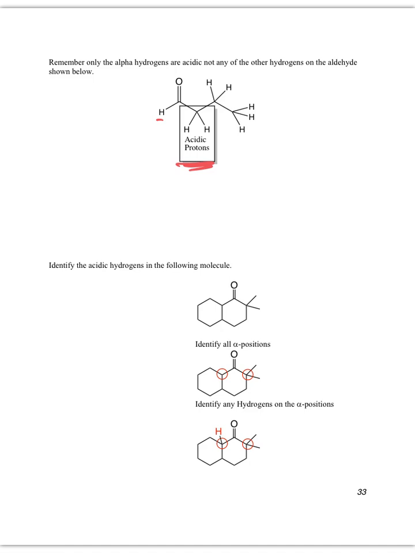So if we look at the bottom of the page, to identify the acidic hydrogens in the following molecule, the first thing we need to do is identify all the alpha positions. These two carbons are alpha to the carbonyl. The carbon on the right, the one with the little red circle, does not have any hydrogens on it, so it has nothing acidic on it. The carbon on the left, with a little red hydrogen drawn in, has a hydrogen on it. It is the only hydrogen that is acidic. It's the only hydrogen we can remove from that molecule to do anything with it, because it's the only alpha carbon that has a hydrogen.